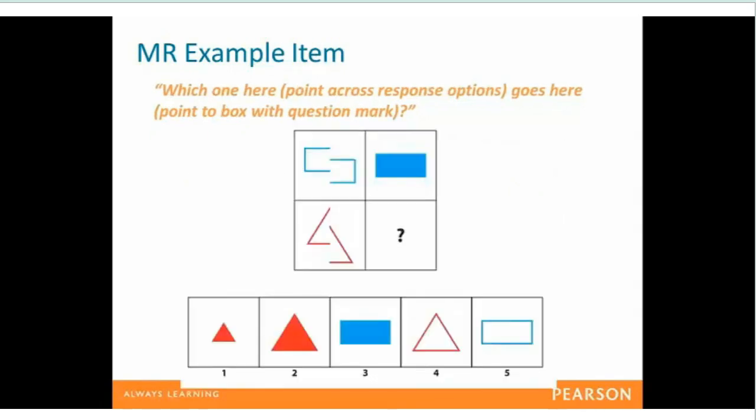Here's another example of analogical reasoning, where there's an analogy, a relationship going across and going down. So this correct answer has to work going down and going across. So which one here goes here? The correct answer here, of course, would be number 2.